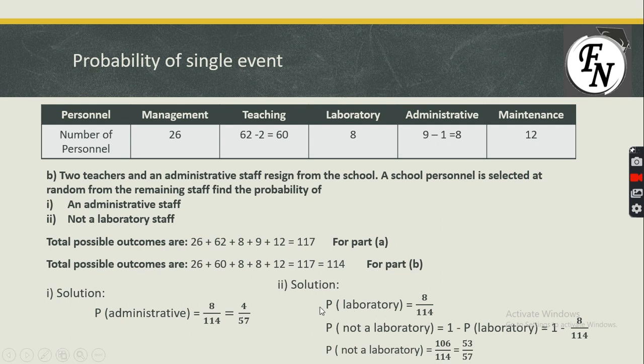So we have obtained the probability of laboratory staff, that is 8 over 114, and then I have subtracted it from 1, that is 1 minus the probability of laboratory staff, the formula I discussed in the video before: if we need to obtain the probability of an event not happening, we subtract the probability of it happening from 1. We subtracted by taking an LCM and solved it to get 106 over 114, and this is cancelled to get 53 over 57.